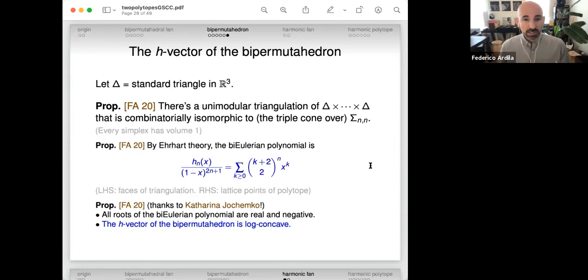Okay, so I think that's all that I was going to tell you about the bipermutahedron.